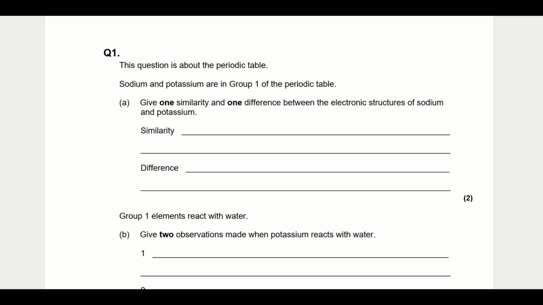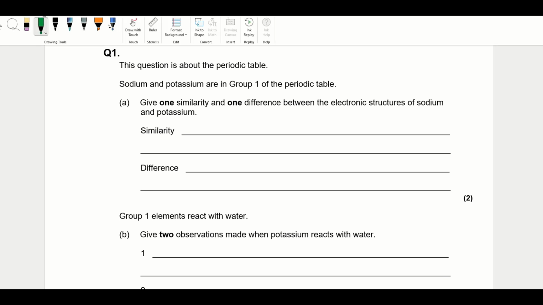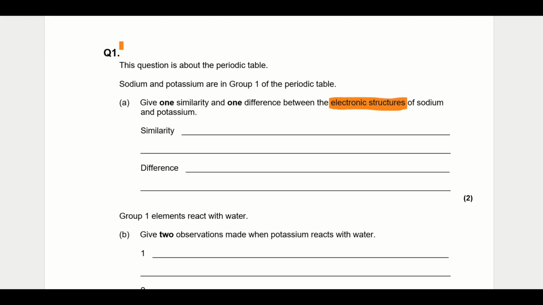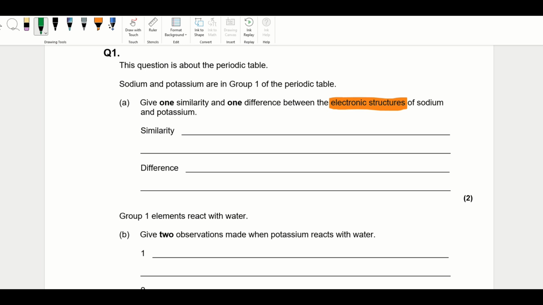This is just how to approach the exam questions. So it says here, this question is about the periodic table. Sodium and potassium are in group 1 of the periodic table. Give one similarity and one difference between the electronic structures of sodium and potassium. Now, because they're asking me about the electron structures, I've got to talk about electrons. If I do any other things, like start talking about whether they're both metals or how their melting points might be different, I'm not going to get any credit for that.